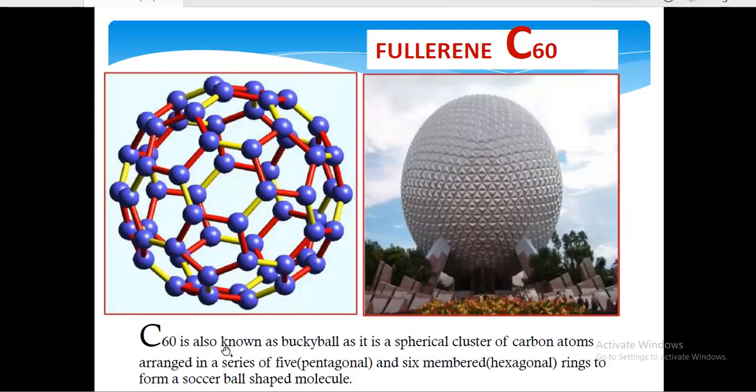C60 is also known as buckyball, as it is a spherical cluster of carbon atoms arranged in a series of 12 pentagonal and 20 hexagonal rings to form a soccer ball shaped molecule. You can easily observe that it resembles a football. That's why it is called buckyball.